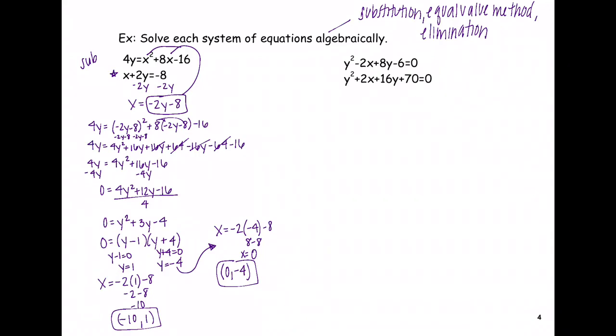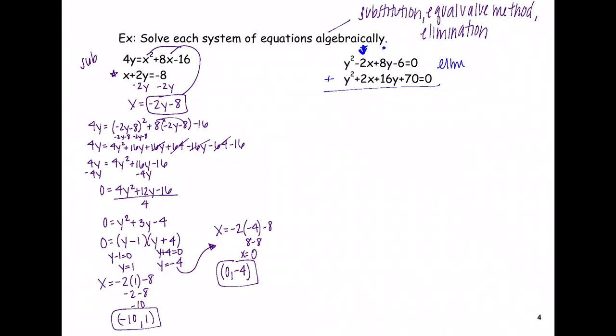Let's take a look at the system to the right. We have y squared minus 2x plus 8y minus 6 equals 0. We also have y squared plus 2x plus 16y plus 70 equals 0. My first inclination was to multiply by a negative 1 and try to cancel out my y's. However, it won't cancel out our linear y. So my next thought is, hey, my x's already have the same coefficient with opposite signs. Let's use elimination. Add these two together, get rid of our x's, and then solve for y.